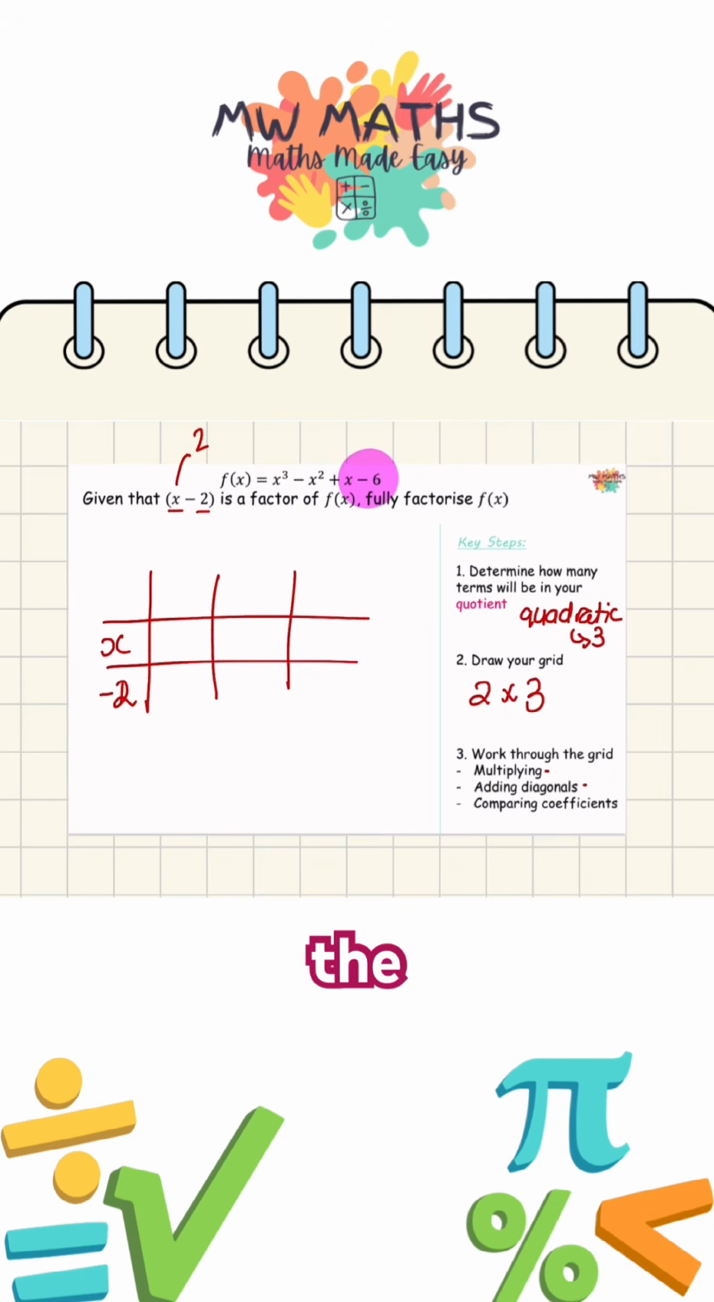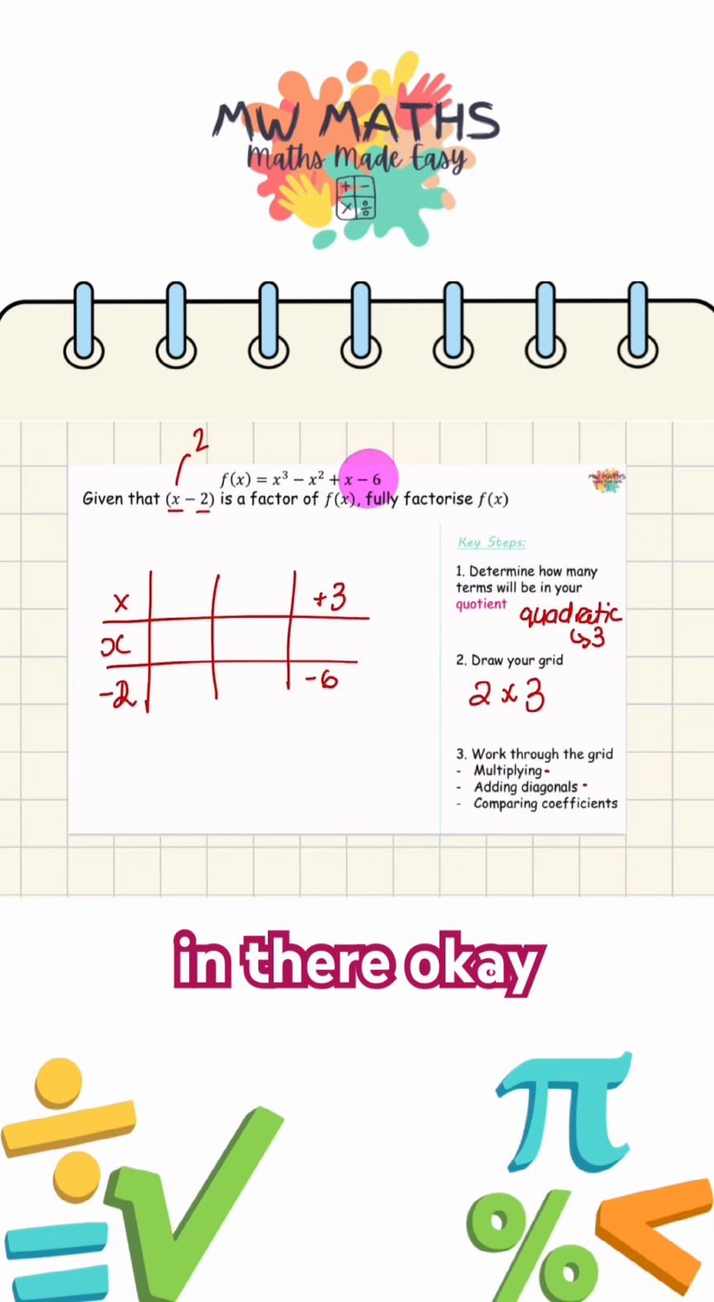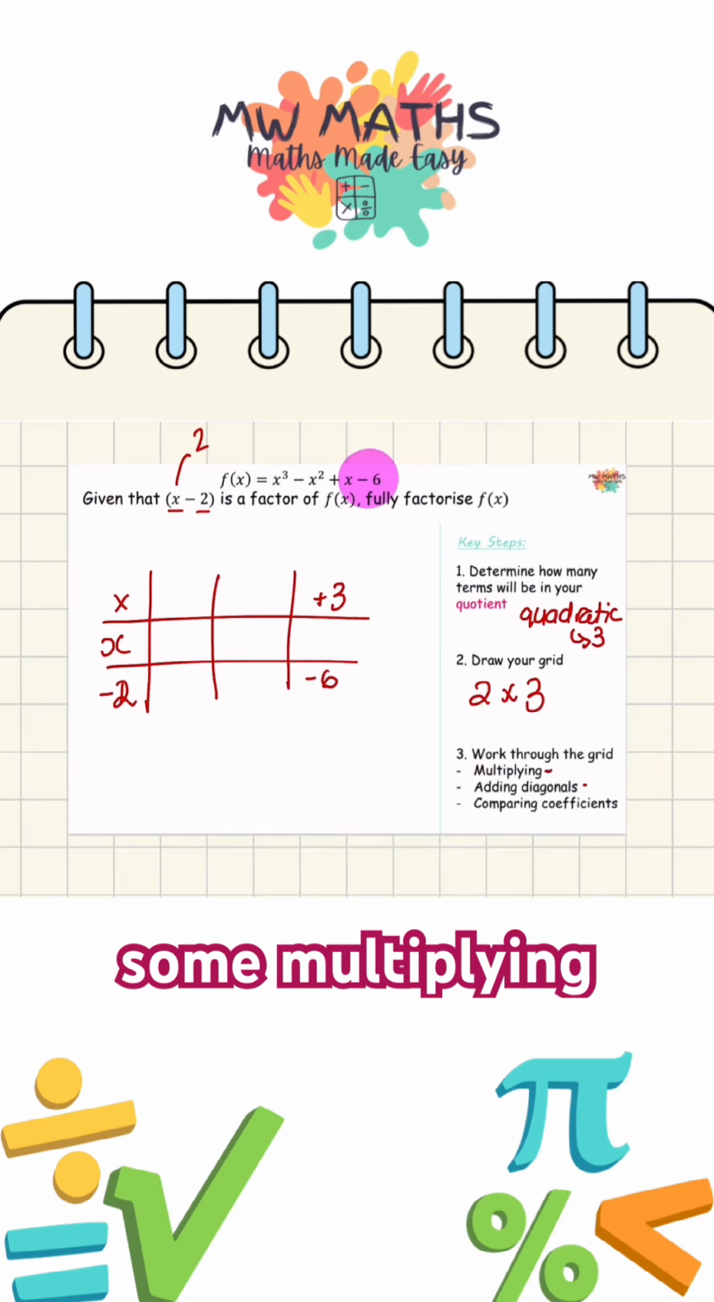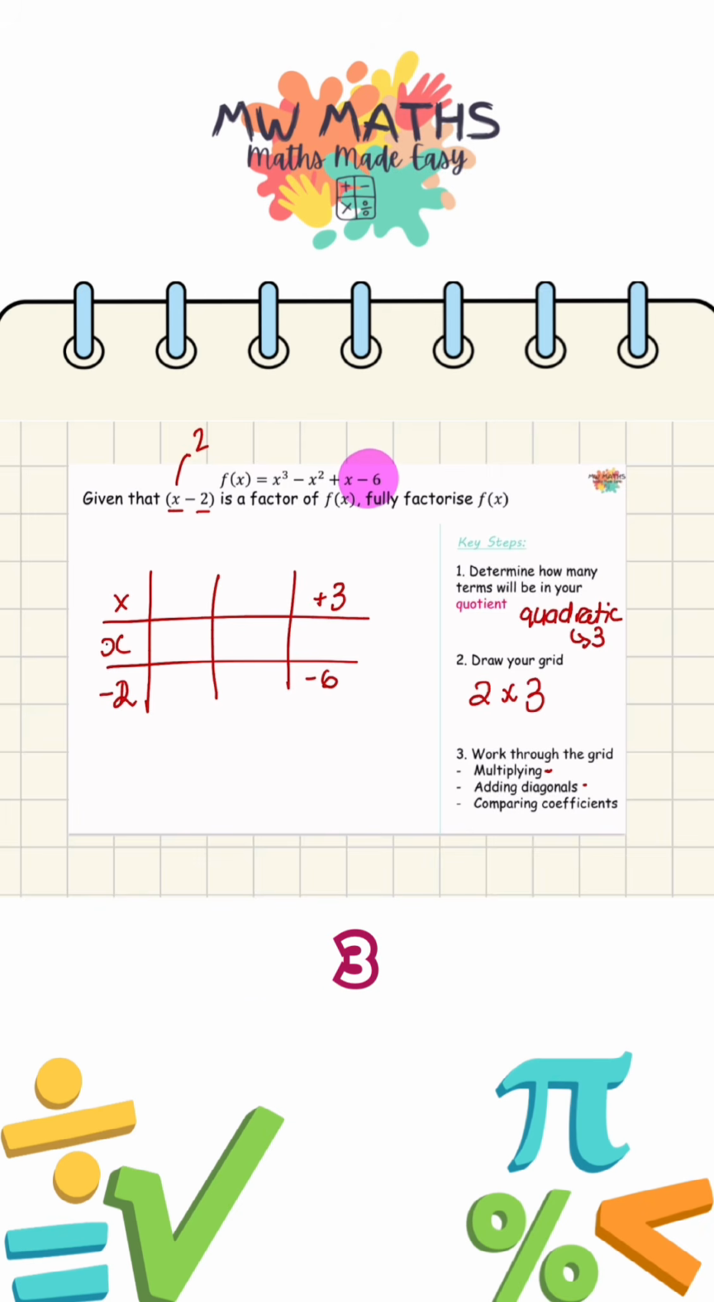I know the last number needs to be a -6. So -2 times what is going to get me -6? Well, that's got to be a +3. +3 goes in there. Okay, let's do some multiplying now. So +3 times x gives me +3x.